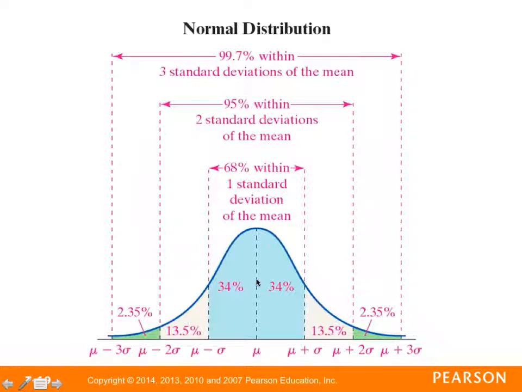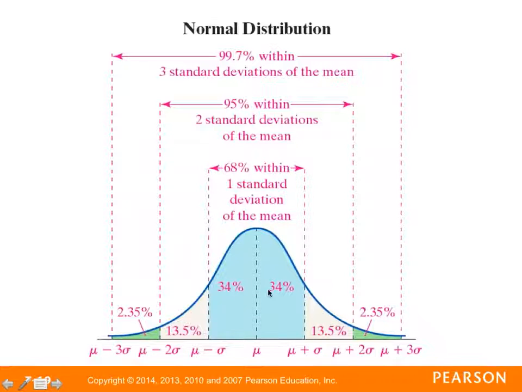Now, you don't need to memorize the 34, 34, 13.5. I'm going to walk you through quickly how you could get those numbers on your own just by knowing 68, 95, and 99.7. Now, if it's not making sense to you, I would recommend that you go ahead and memorize these so that you get these types of questions correct. But really all you need to know are these 3 numbers.